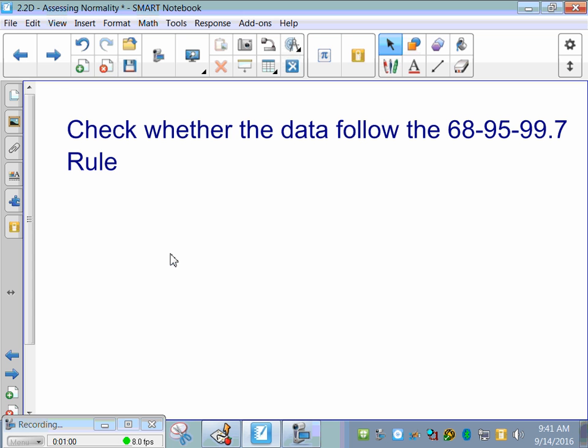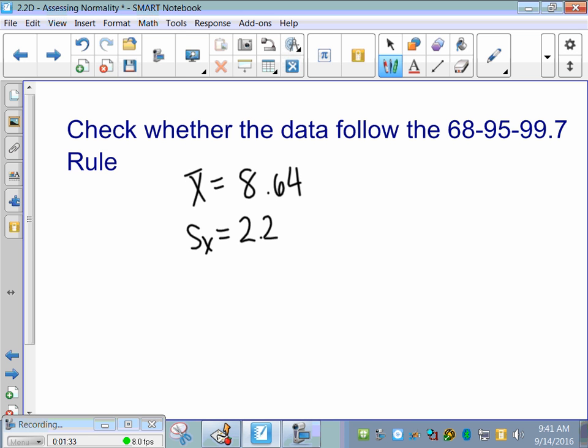The next thing we can do is use the 68, 95, 99.7 rule, which means we're going to have to count up some values, and we're going to have to find the mean and the standard deviation. Alright, you guys all know how to plug them into your calculator and actually do one variable statistics, right? So you don't have to calculate the mean and standard deviation. Everybody good with that? So we would do that, and we would get a mean of 8.64% for unemployment and a standard deviation of 2.23%.